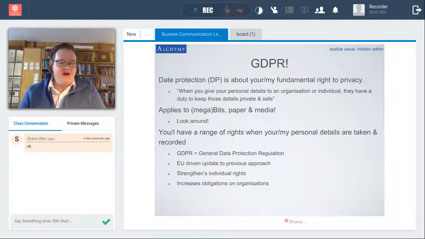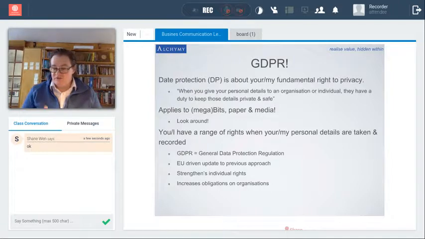When you or I give our personal details to an organization or an individual, that organization, your business or my business, has a duty to keep those details private and safe. That's at the core of data protection. What's really interesting, and is creating a big headache for many organizations, is that GDPR applies to bits, paper, and media. It is not just a computer standard. It is information. It's data protection. And data can be stored on notebooks, files, computers, disk drives, key fobs, in the cloud, filing cabinets.